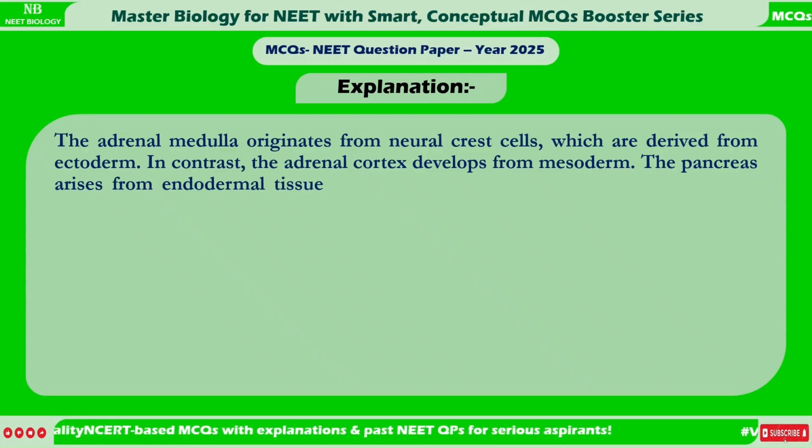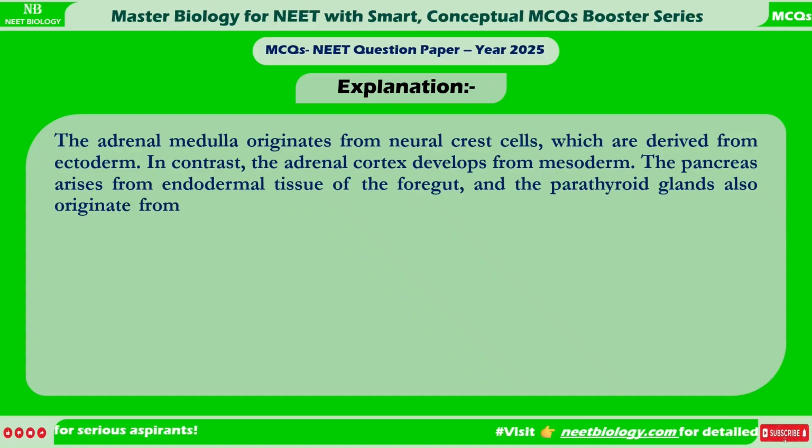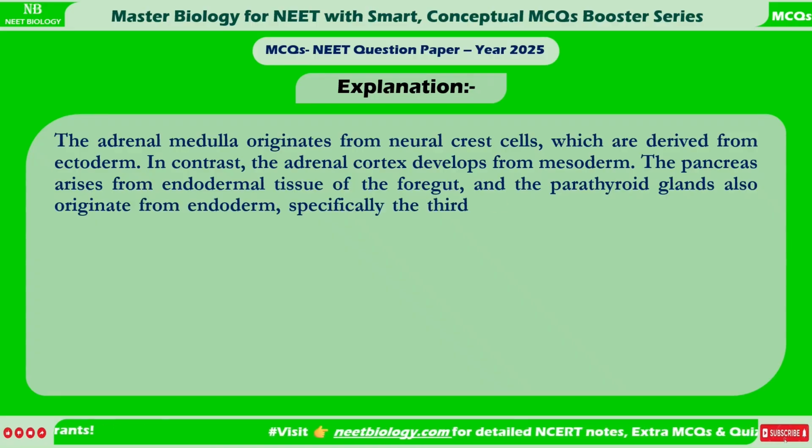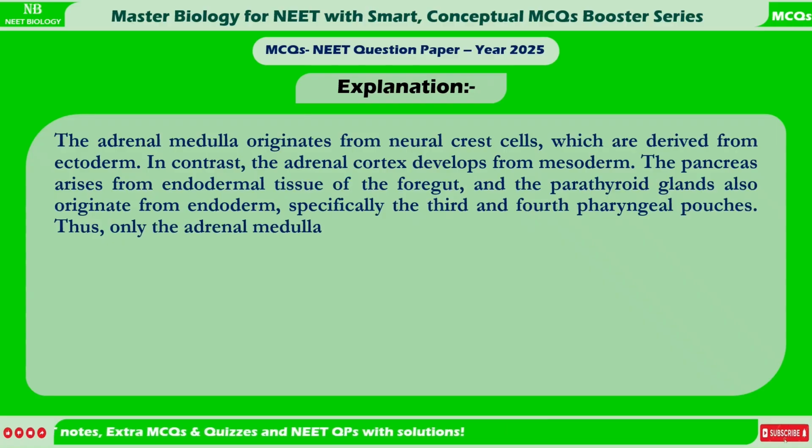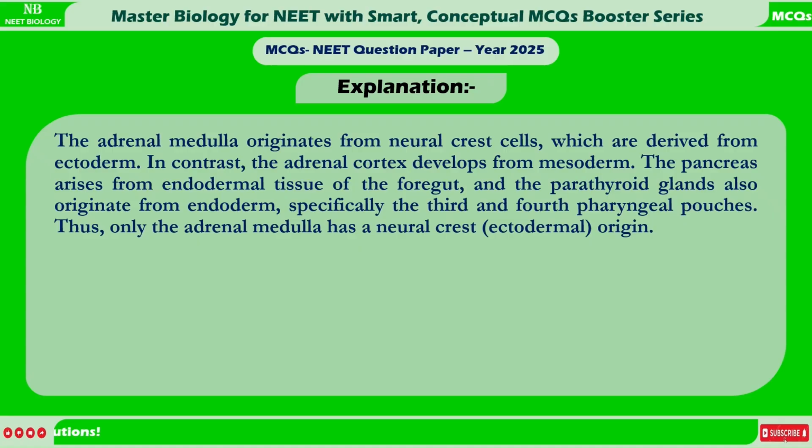The pancreas arises from endodermal tissue of the foregut, and the parathyroid glands also originate from endoderm, specifically the third and fourth pharyngeal pouches. Thus, only the adrenal medulla has a neural crest, ectodermal, origin.